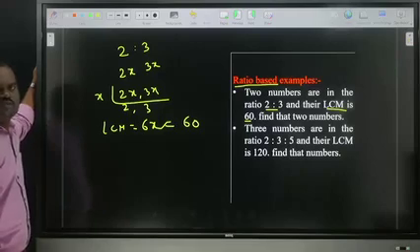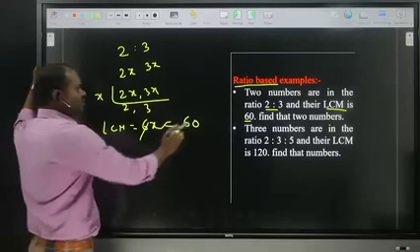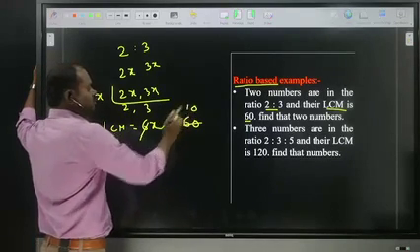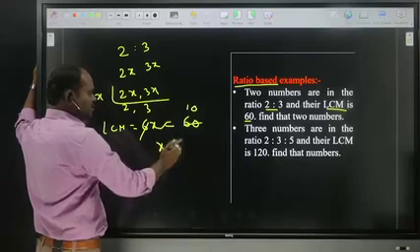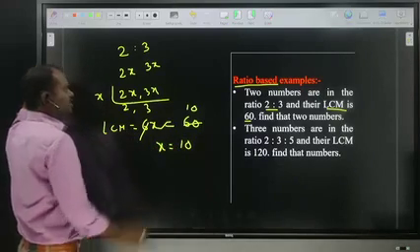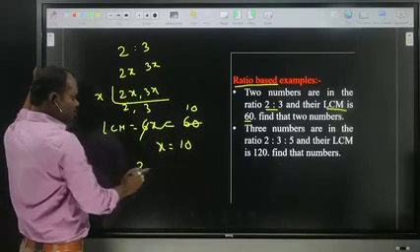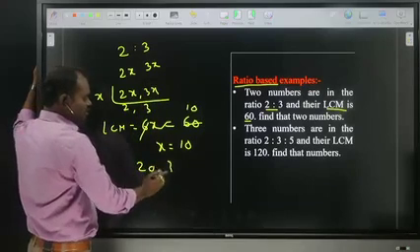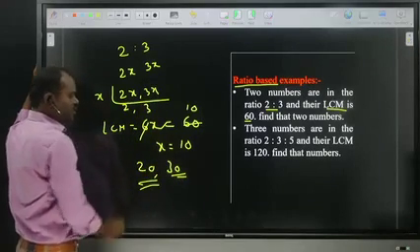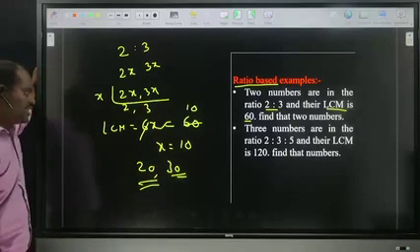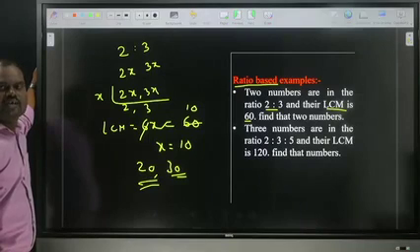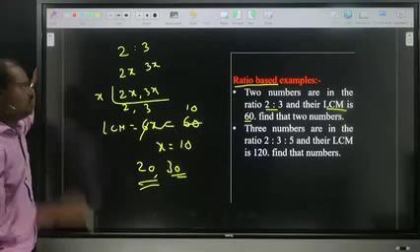6x equals 60. If 6x equals 60, 6 ones are 6, 6 tens are 60. What is the x value? 10. If x is 10, what are the numbers? 2 tens, 20, and 3 tens, 30. The numbers are 20 and 30. Is it clear?